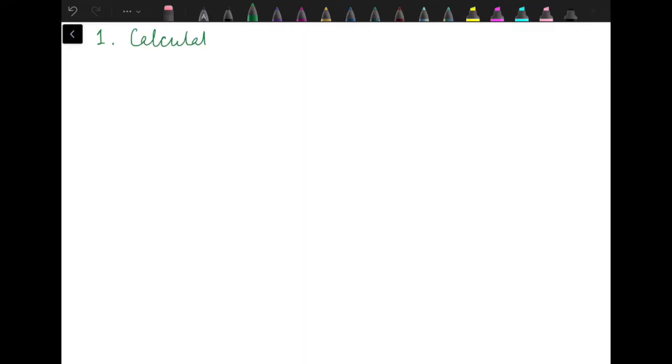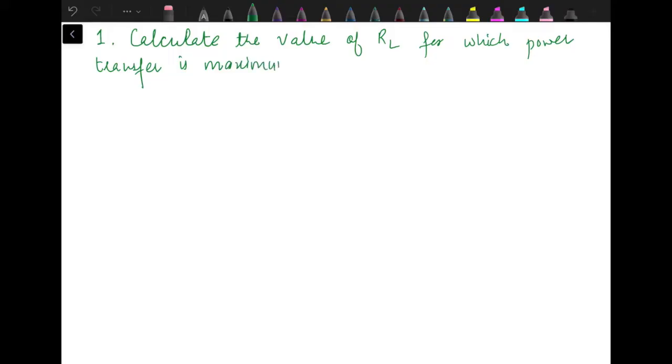Problem is we have to calculate the value of RL for which power transfer is maximum. Also calculate the maximum power.